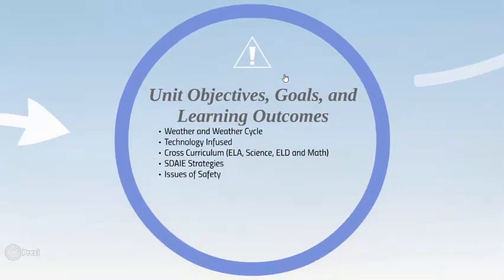So the unit objectives, goals, and learning outcomes for this unit have to do with the weather and the weather cycle. This unit is technology infused. The goals and learning outcomes are cross-curriculum. They cover English language arts, science, English language development, and math. This unit includes study strategies and issues of safety as they pertain to weather.